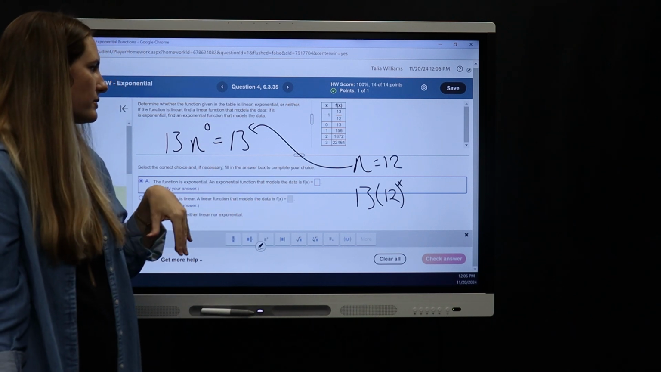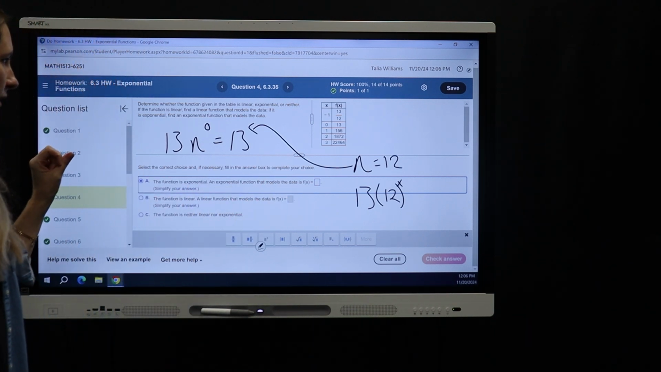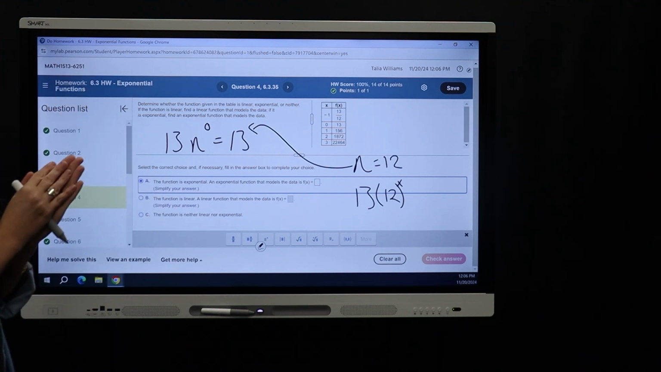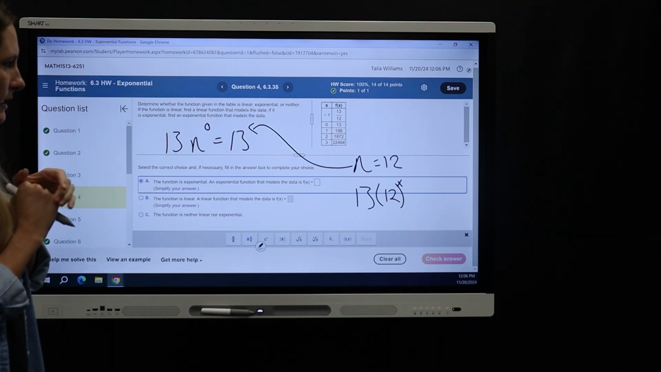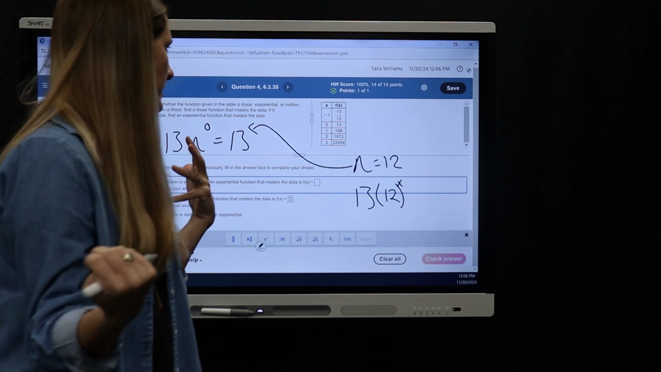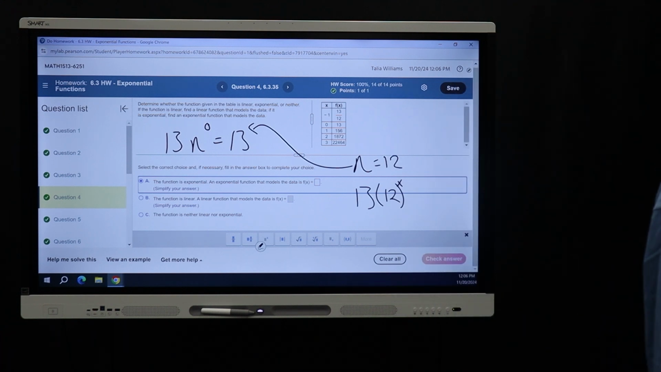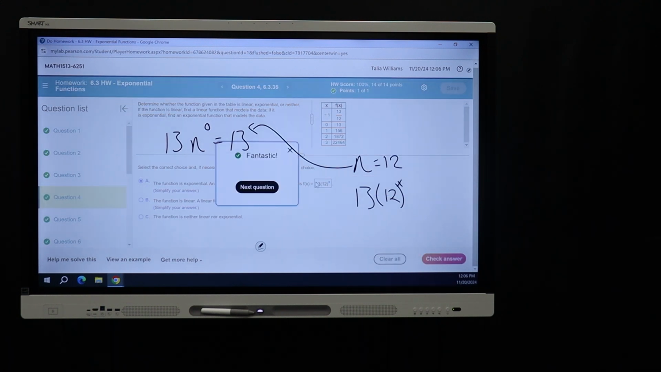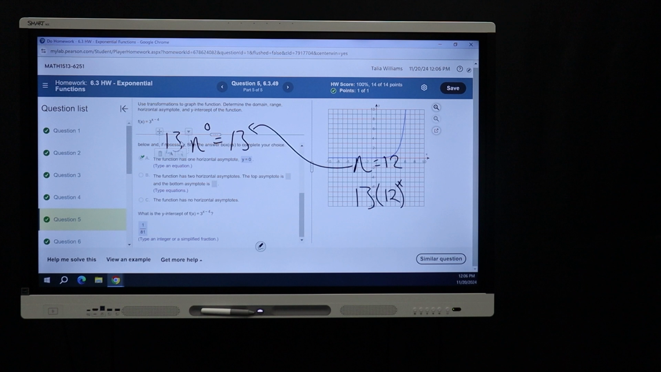And we can check this as well. So if I had 12 to the first power is going to be 12, and then 12 times 13 is going to be 156. 12 squared would be 144. I assume 144 times 13 is 1,872. So let's type this in. And then your exponent's going to be x.